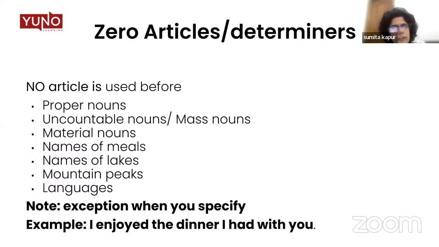Names of lakes, that we have already covered. We say Dal Lake, we don't say the Dal Lake. Mountain peaks: we will say Mount Everest, we will say the Himalayas, but we will only say Mount Everest. And languages. I told you the difference between French and the French. By French, we mean language, and the French means nationals. So these are the certain places where we don't use any articles. Therefore, we call them zero articles or determiners.